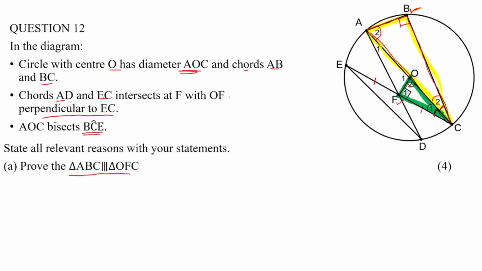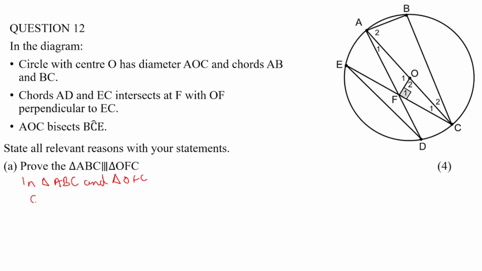Let's write this nicely. In triangle ABC and triangle OFC, we can say that angle C1 is equal to angle C2. We're given this. We start with triangle OFC and then triangle ABC, so C1 is for OFC and C2 is for ABC. That must not confuse you. Angle B is equal to 90 degrees, and the reason is angle in semicircle.